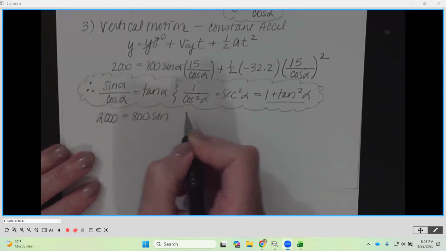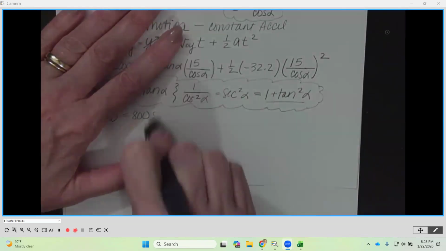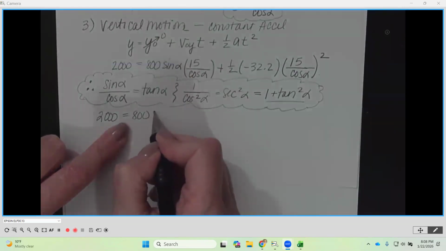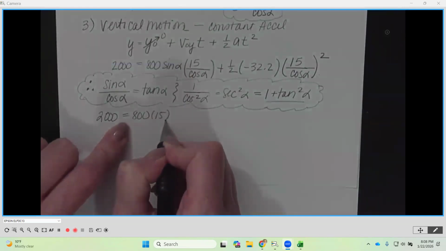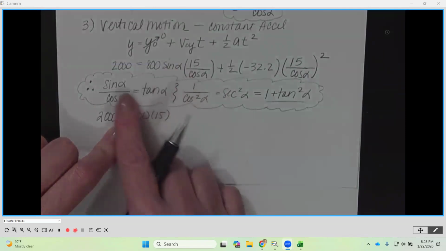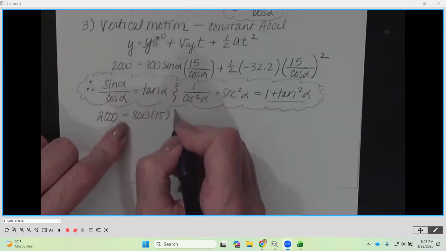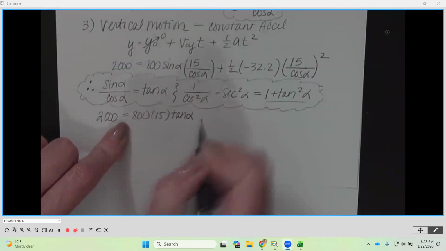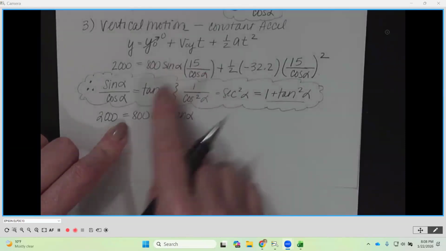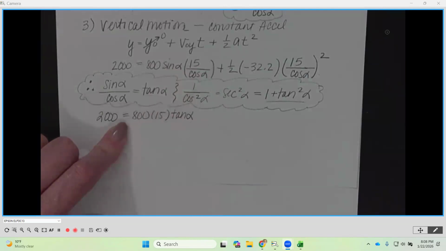Sine alpha times 15. Sorry, I'm looking at the wrong line here. So we're going to multiply that by 15. And because sine alpha divided by cosine alpha is tan alpha, we're going to do tan alpha. So that's this with the trig identity in there. Is that helpful? You guys see that?